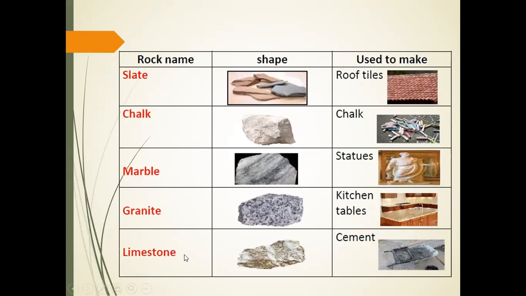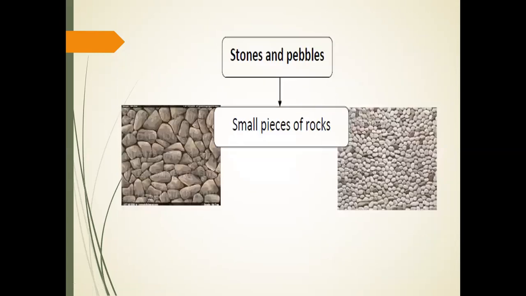The last rock name is the limestone, and this is its shape. It's used to make the cement, and as I said, the cement, for example, is used to stick the bricks together to make a wall. So we took the slate, the chalk, marble, granite, and the limestone. The shapes are important, and their uses are much more important.